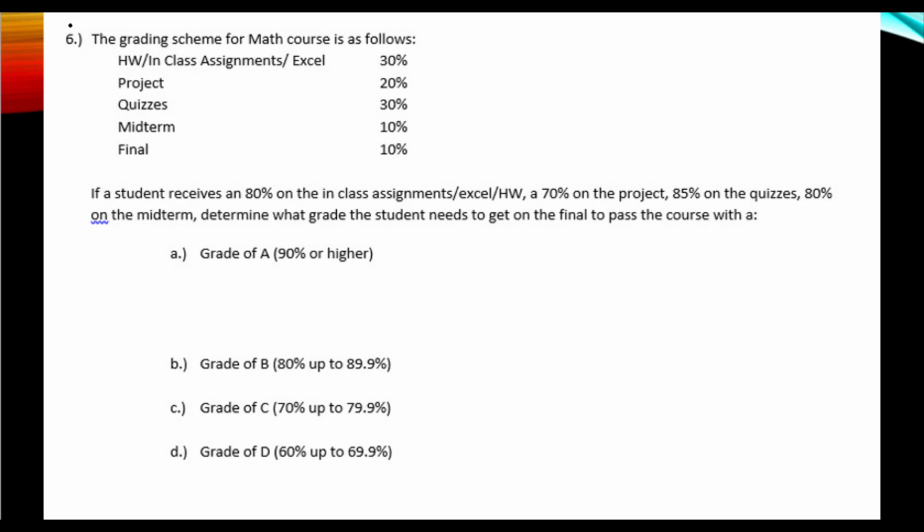So our final question, number 6. So here's the grading scheme for a math class. You have all these different categories and all these different weights. And here is the grades you got for each one of the separate weights. So I'm going to do the data times the weight, or the weight times the data, doesn't matter. So I'll start out with the weights.